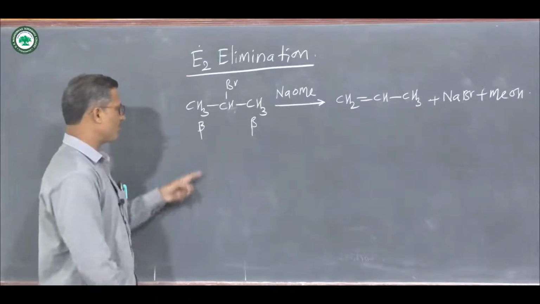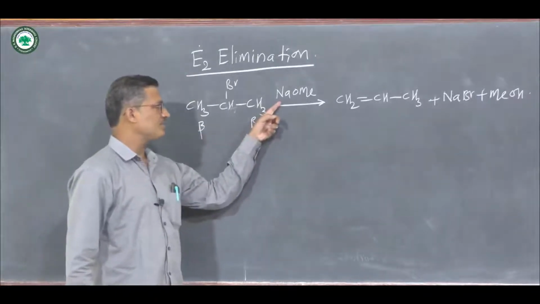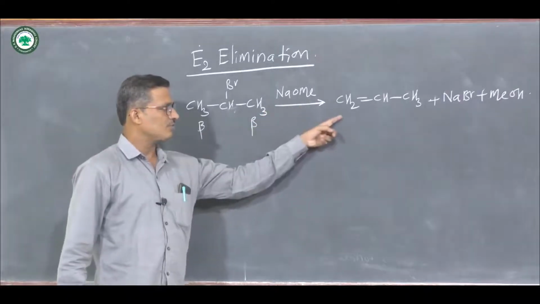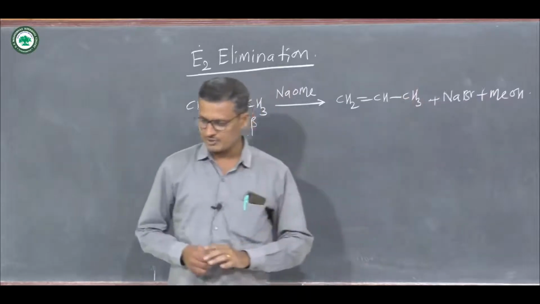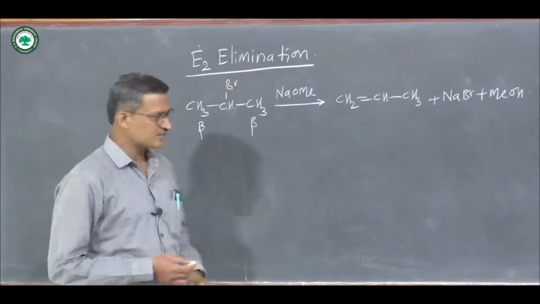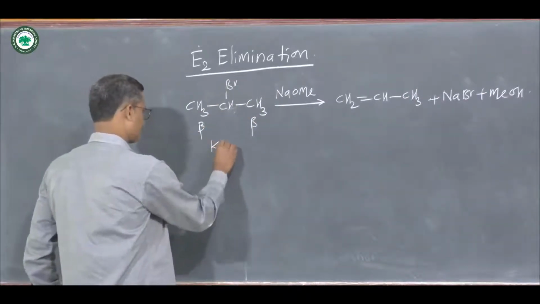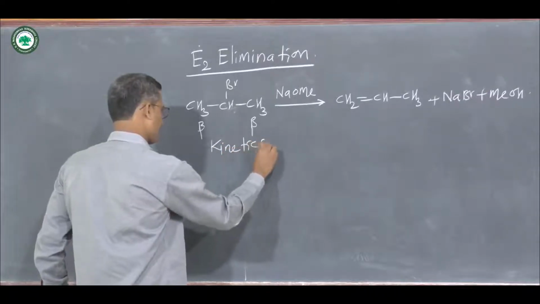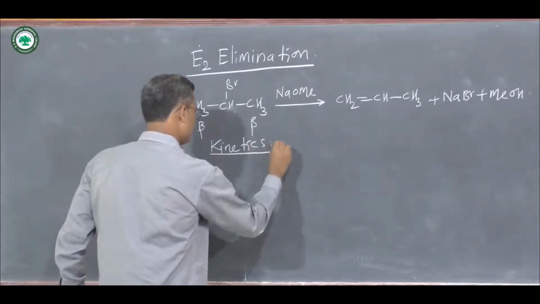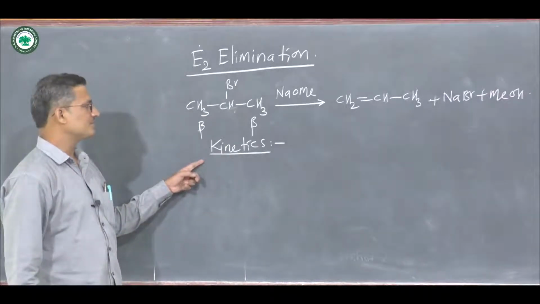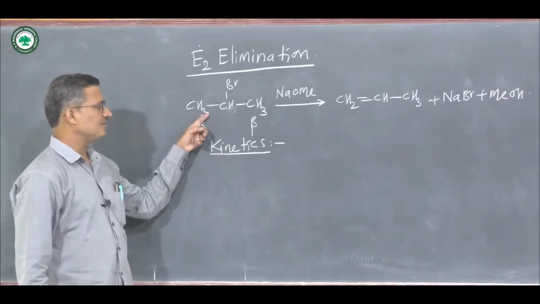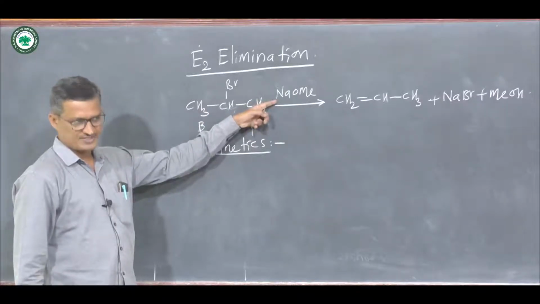We take a 2-bromopropane and treat it with a strong base like sodium methoxide, forming an alkene, NaBr and MeOH. So what is the kinetics of this reaction? The kinetic study of this reaction shows that the rate of the reaction is directly proportional to the substrate as well as the base.